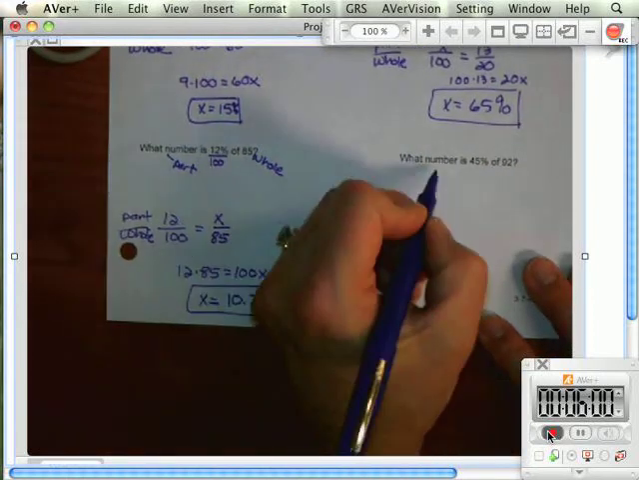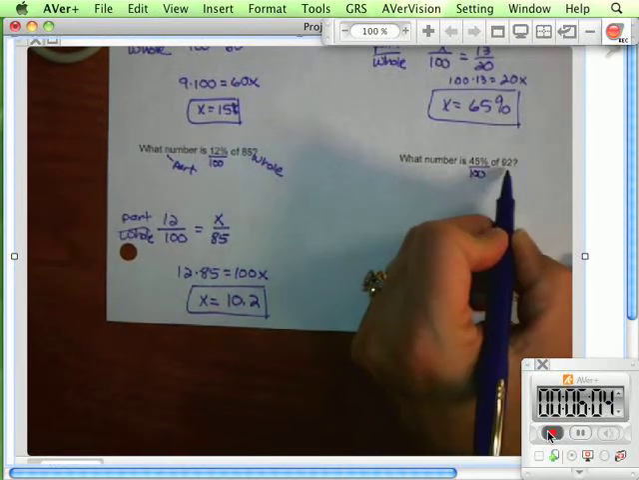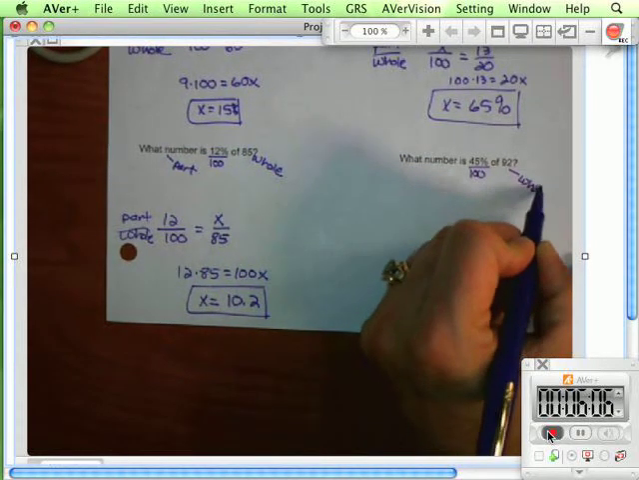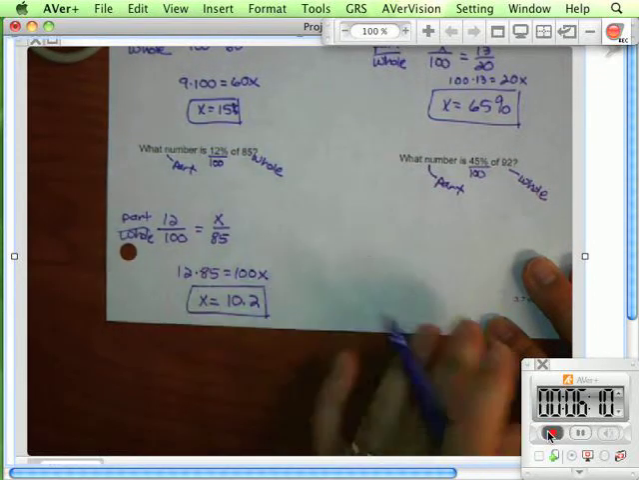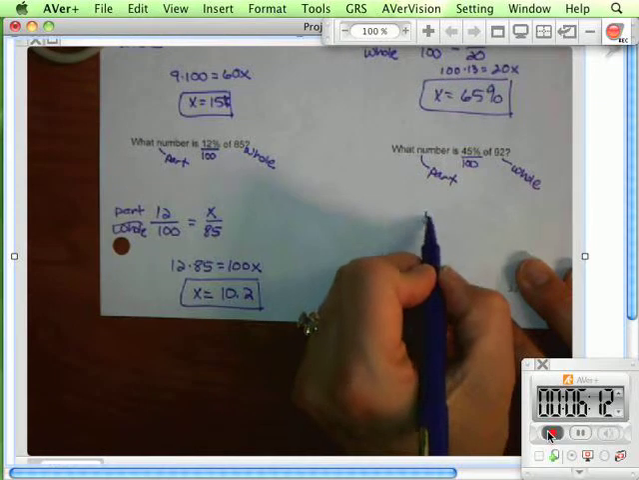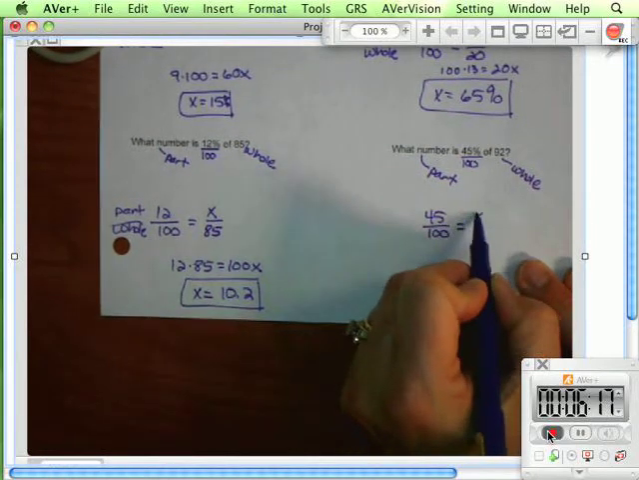All right, what number is 45%? Oh, that's going to be over 100. Of 92, that's the whole. I don't know my part. That's my unknown. So again, I can set that up the same way: 45 over 100 equals my part over 92.